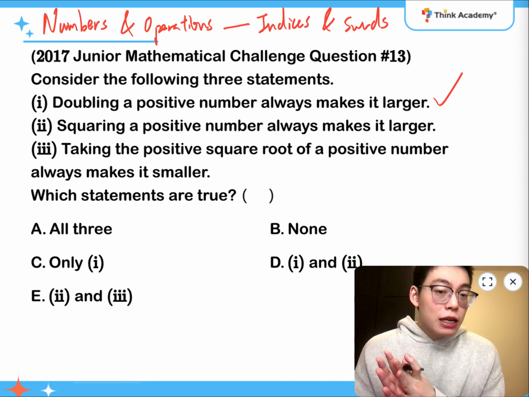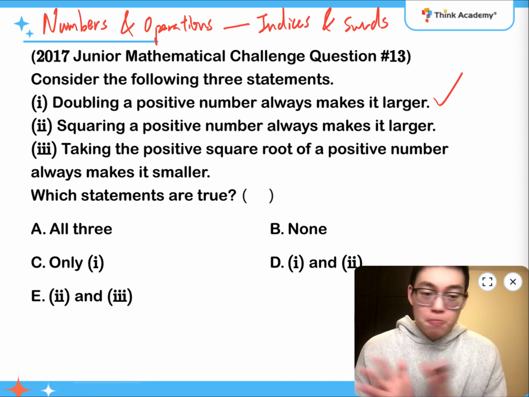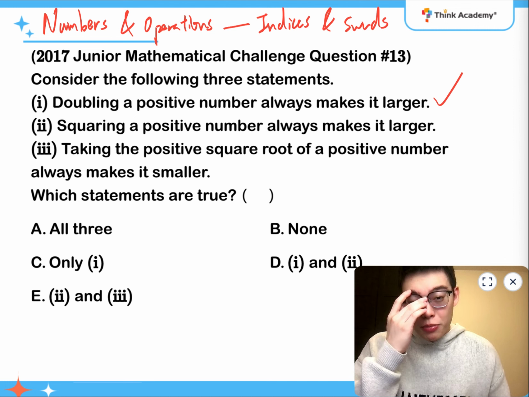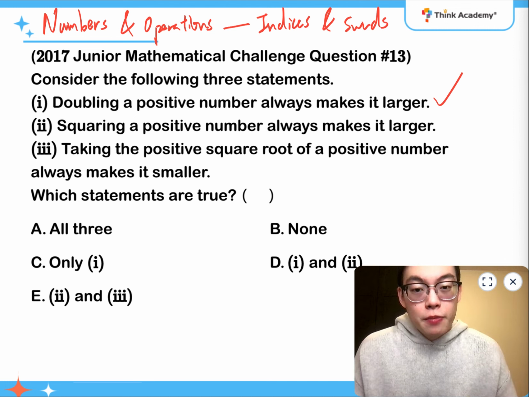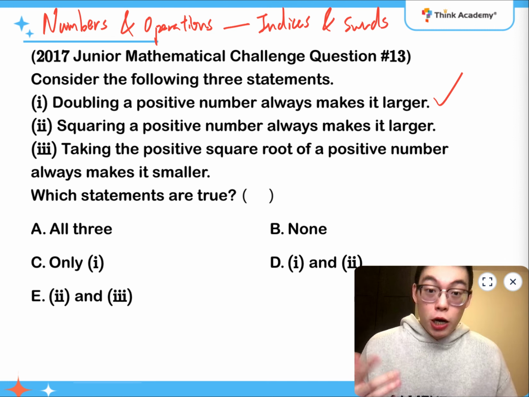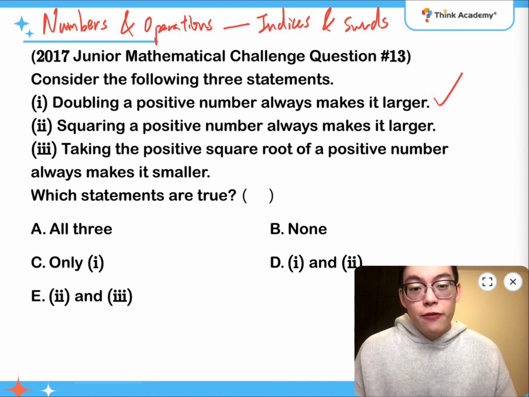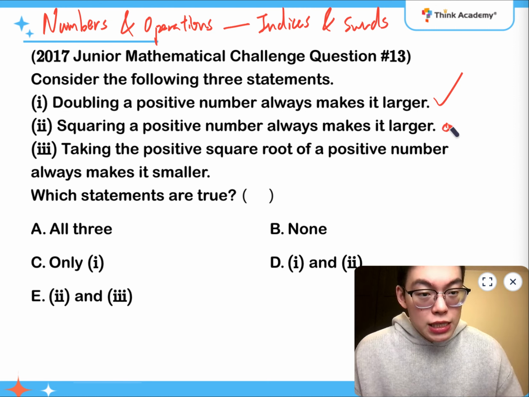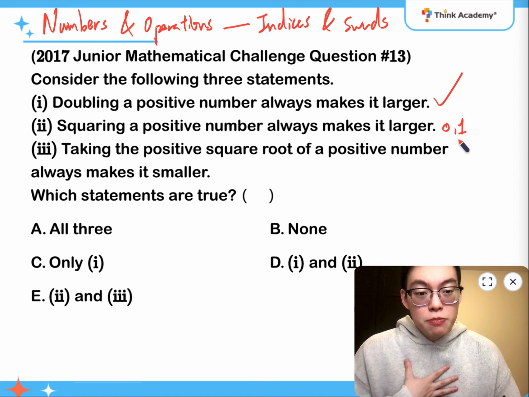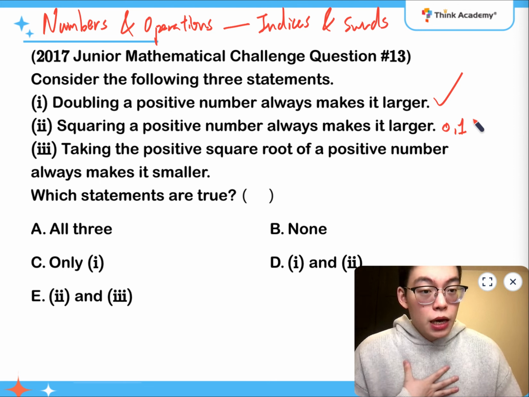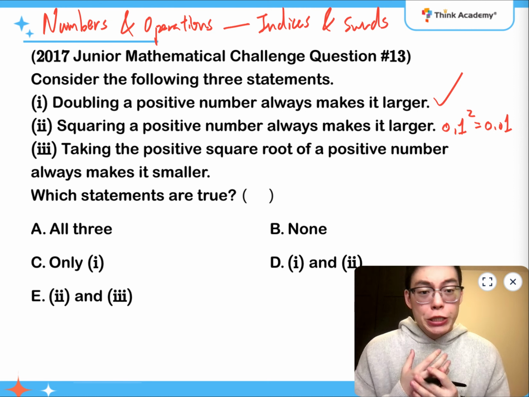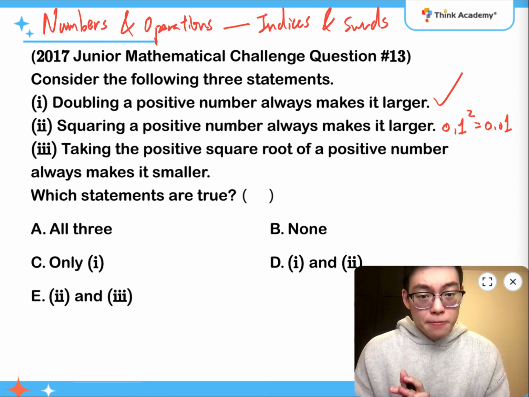And squaring a positive number doesn't necessarily do the job. If I am squaring a positive number that is greater than 1, it makes it larger. But if I'm squaring a positive number smaller than 1, for example, like 0.1, when 0.1 is multiplying itself, it becomes 0.01, which doesn't really make it larger.